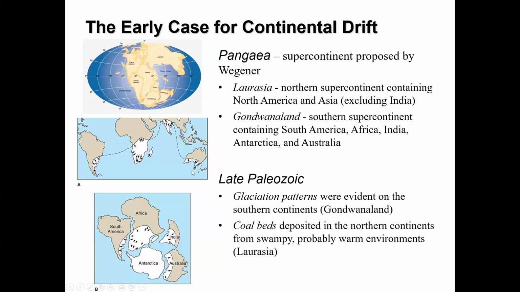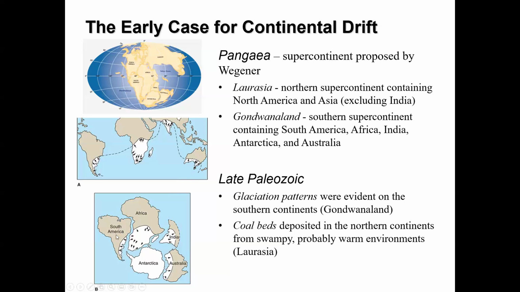So if we keep our continents at present day locations, these movements that we see here, especially for South America, India, and Australia, do not make sense. Ice does not form on water and move onto land. Ice forms on land and moves onto water.